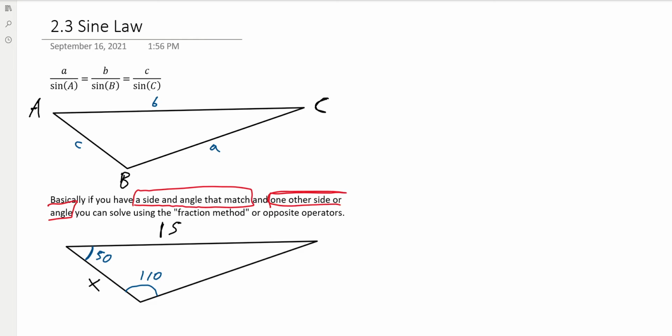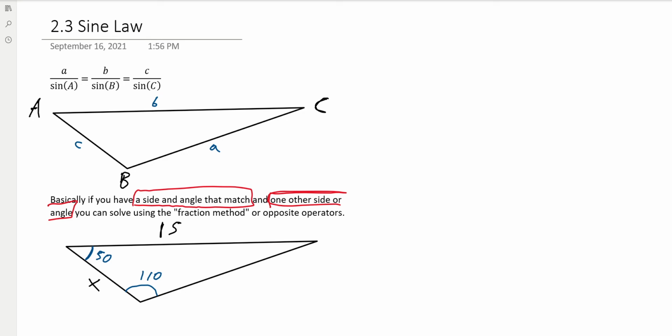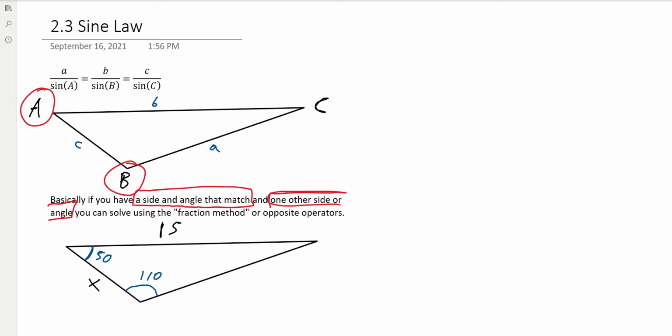And what I mean by match is that C here is opposite of this side, A here is opposite of this side, and B here is opposite of this side. So the A and A have to match, C and C match, and B and B match. So you have to have matching sides.